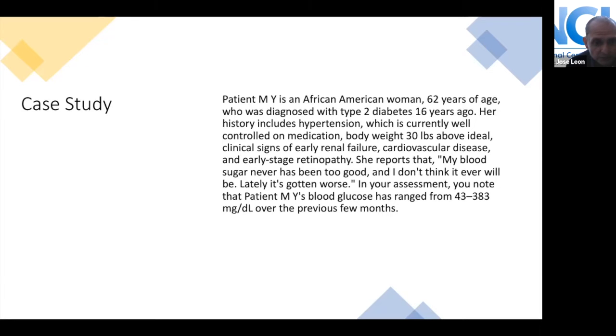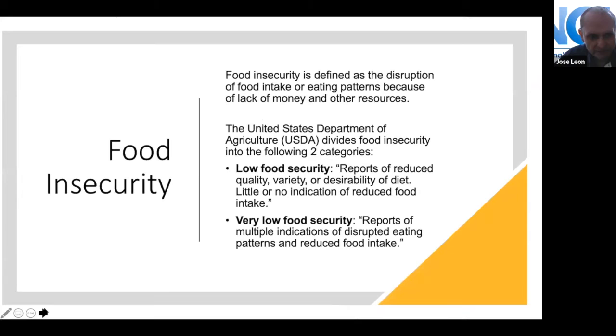Lately, it's getting worse. In the assessment, you know that the patient MY's blood glucose has ranged from 43 to 383 milligrams per deciliter over the previous few months. So this is going to be our case study discussion. We're going to have more information about our patient at the end of the presentation. Next slide. So let's start by defining food insecurity.